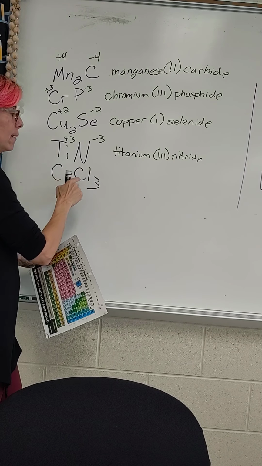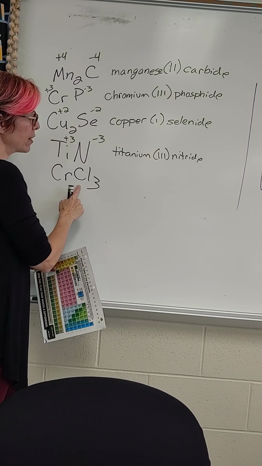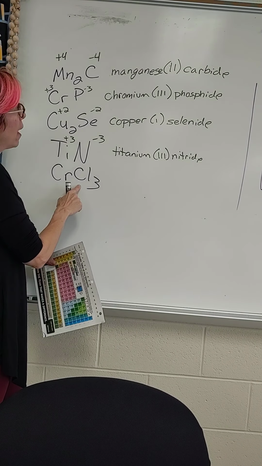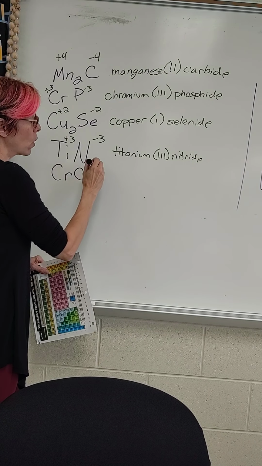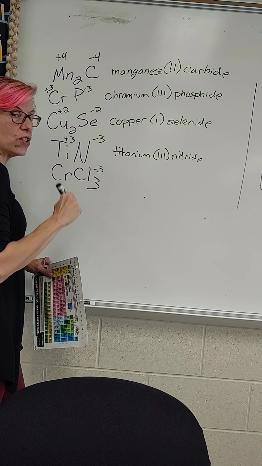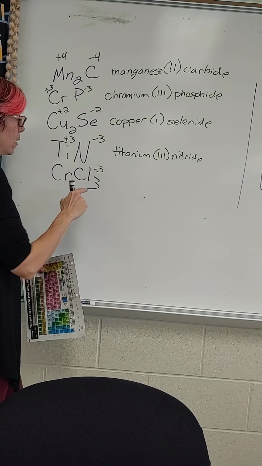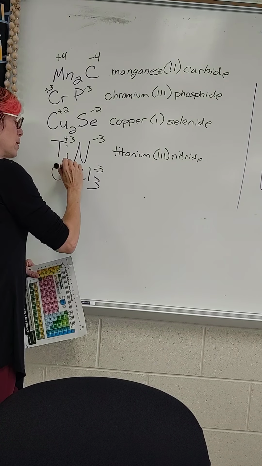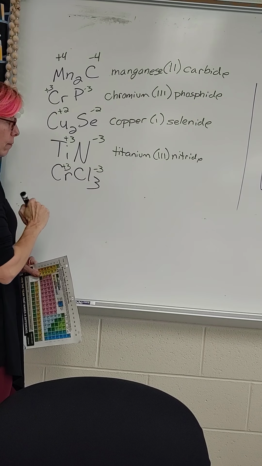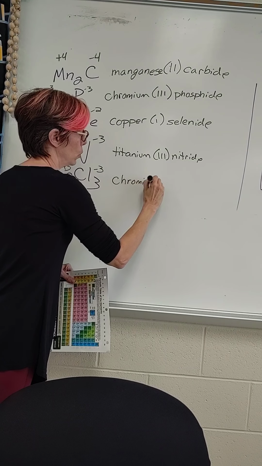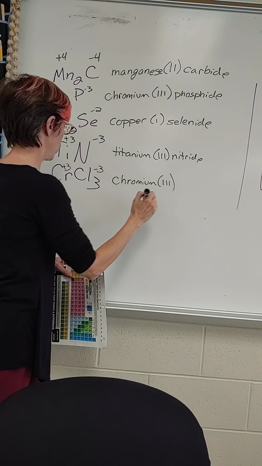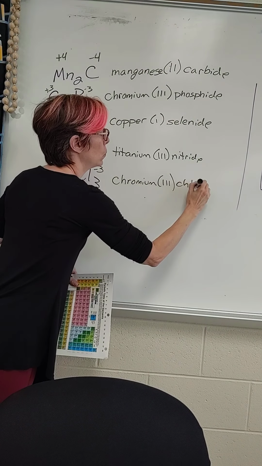One more. Chloride. Chloride has a charge of -1. There are 3 chloride ions. Therefore, our total negative charge is -3. Our total positive charge must be +3. So this must be chromium(III) chloride.